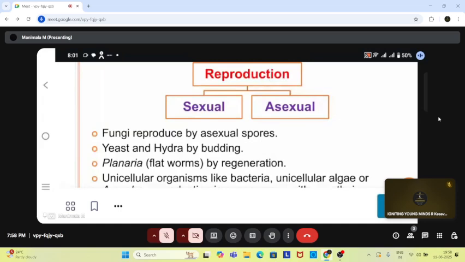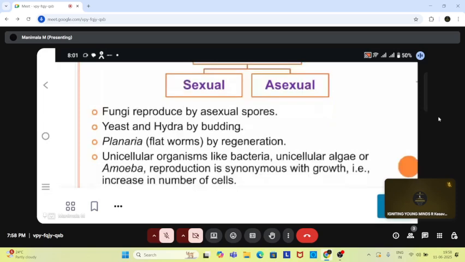If you see other organisms like fungi, which come under multicellular organisms, here reproduction takes place with the help of asexual spores. We have spores like sporangiospores, zoospores, and conidiospores. Different spores are present in fungi for reproduction.